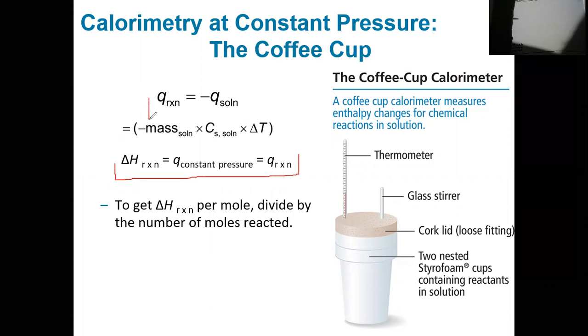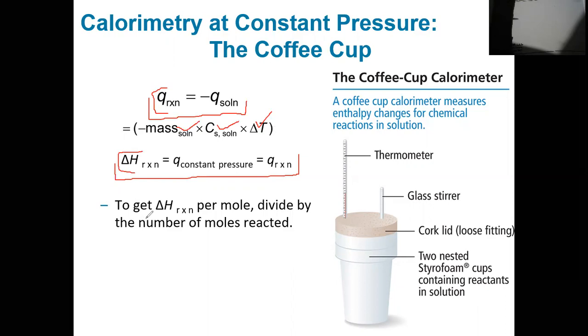Okay, so the Q of the reaction is going to equal the negative Q of the solution. And the Q of the solution we're going to be able to figure out because we're going to know the mass of the solution. We're going to know the specific heat of the solution. It's usually equivalent to the specific heat of water because we're looking at a lot of aqueous solutions here. And it's going to be multiplied by the delta T of the solution. So we're going to be able to measure all those things. Once we know the Q of the solution, we can say, all right, well, negative Q of the solution is equal to Q of the reaction. And Q of the reaction at constant pressure is equal to my delta H value.